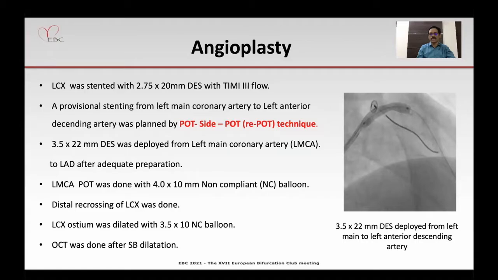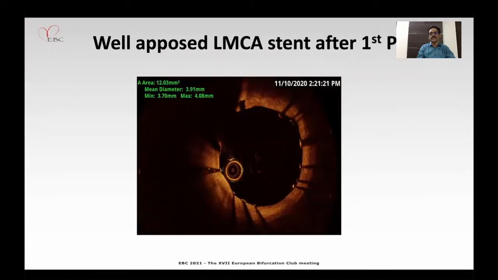And as the RePOT technique requires, a distal recrossing of LCX was done, and the LCX ostium was dilated with a 3.5 into 10 NC balloon. Following the first POT as well as after the side branch dilatation with the NC balloon, 2 OCT runs were done, which showed a very well opposed LMCA stent after the first POT, that is before the distal recrossing into the side branch, that is LCX, and also dilatation of the LCX ostium. The first POT resulted in a very well opposed stent in the left main.